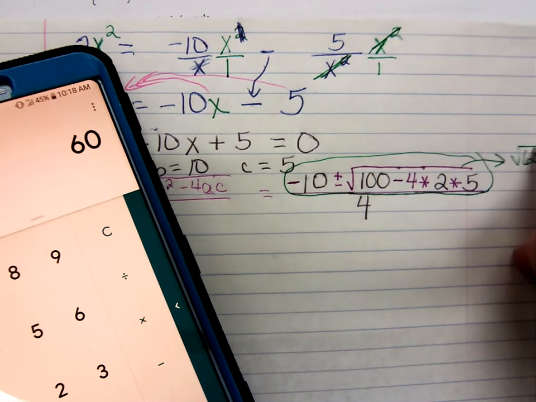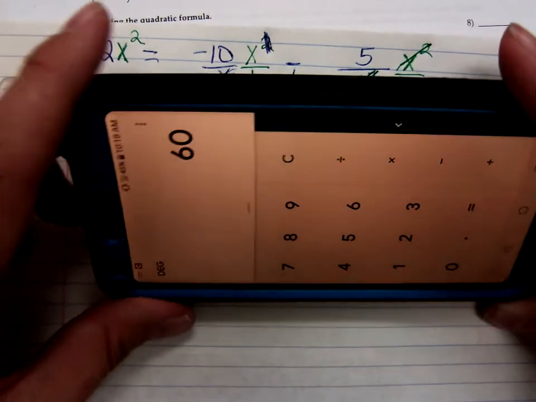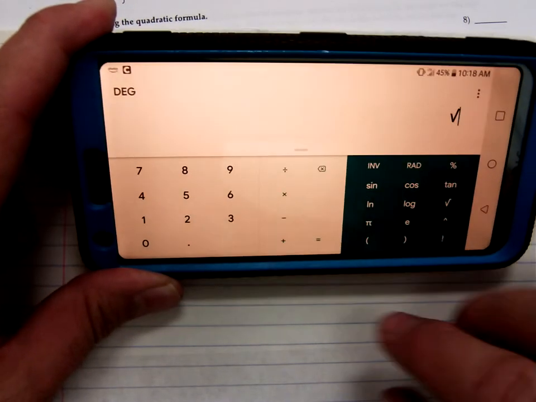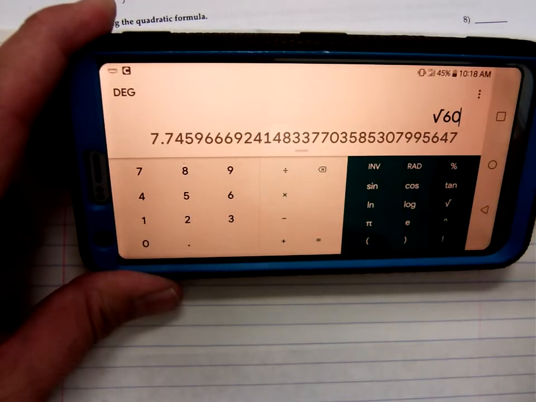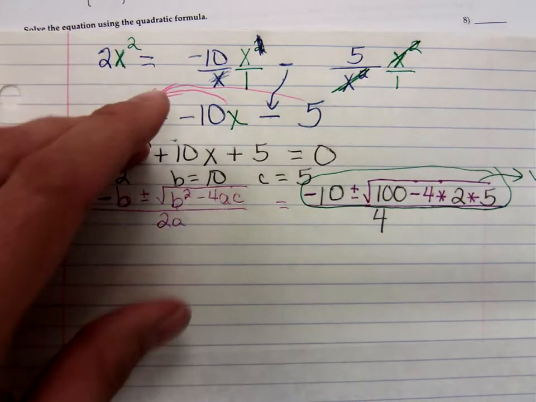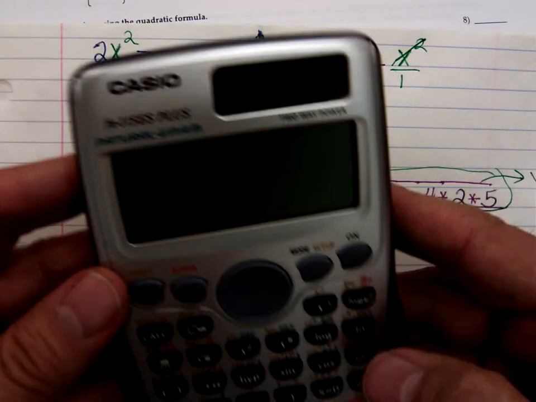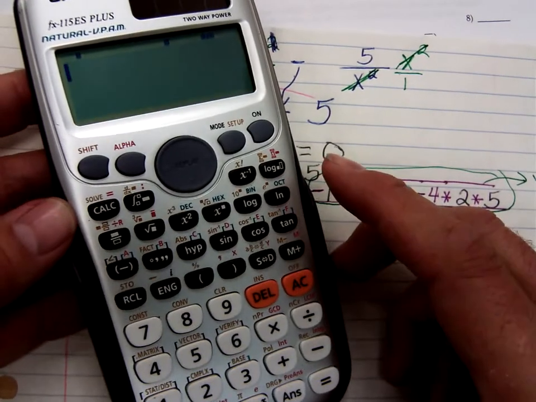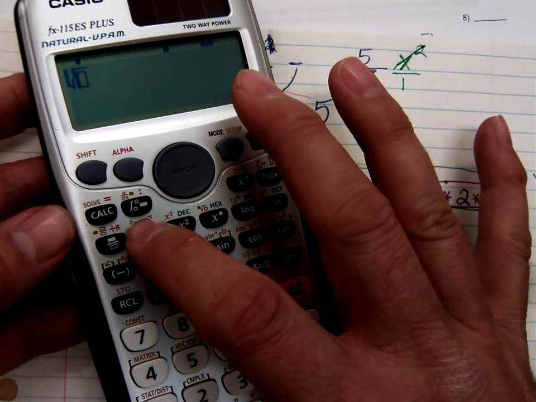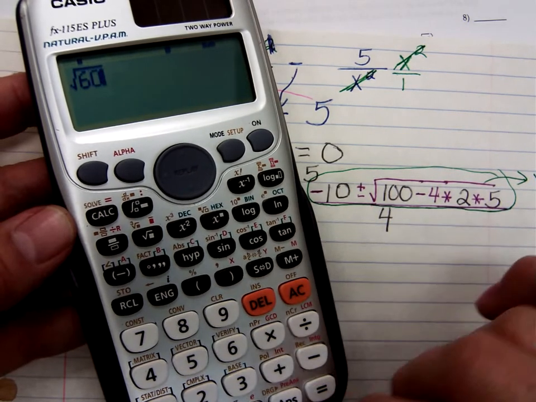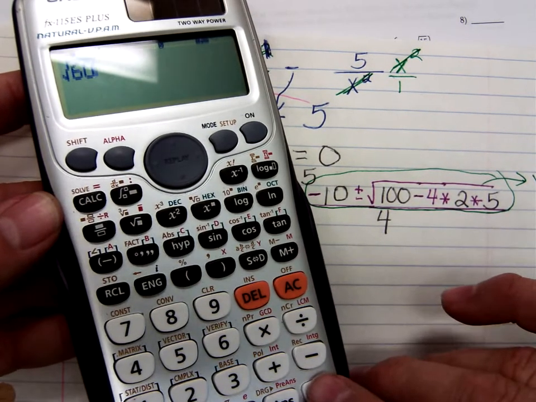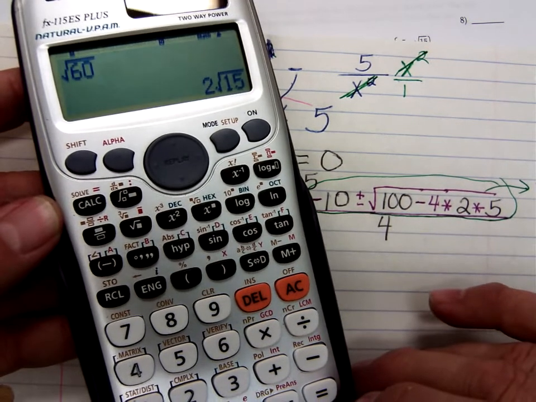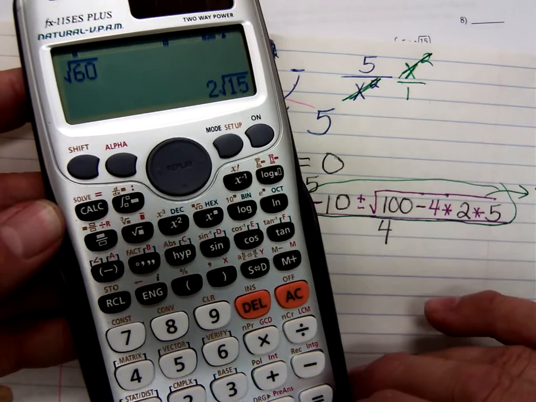There's no square root button on my phone calculator. If I go square root of 60, it gives a decimal number. Okay. Over here, this little Casio. If I punch in square root of 60, you can't see it. It gives 2 square root of 15. It simplifies it for you. If you don't have a calculator like that, that's okay.